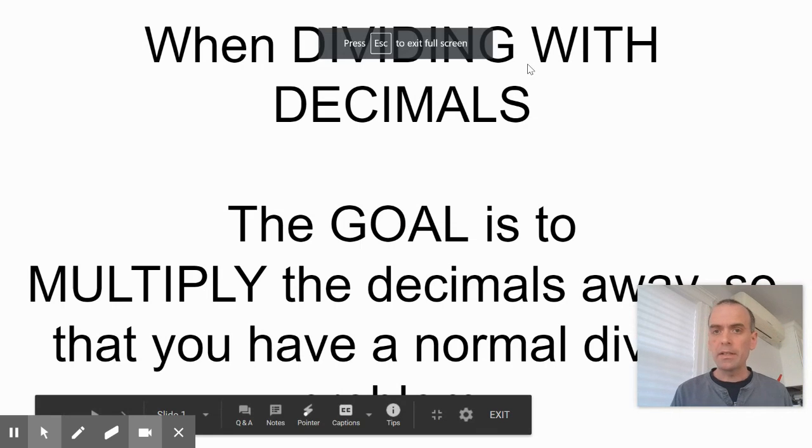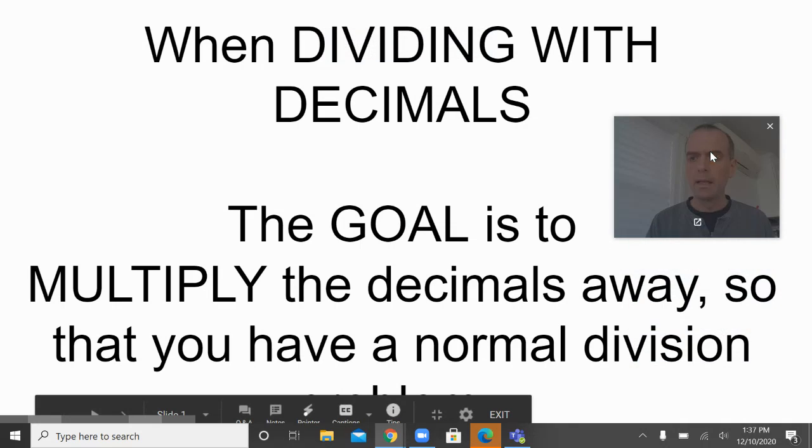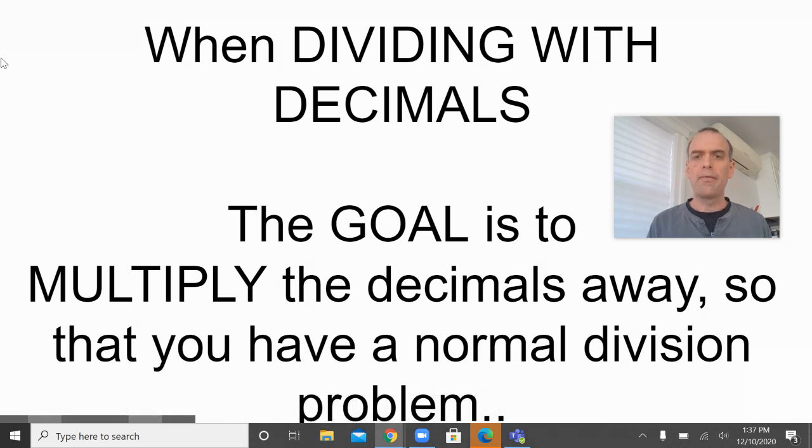Okay, this is a really quick tutorial on how to divide with decimals. So before you do anything dividing with decimals, your goal is to multiply the decimal away, so that you have a normal division problem, okay? When you get two numbers dividing by each other, the first thing you do is multiply them and get the decimal out of there. Then we can just use regular old long division.